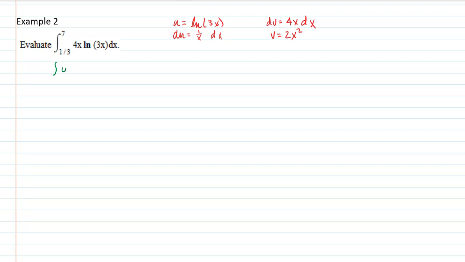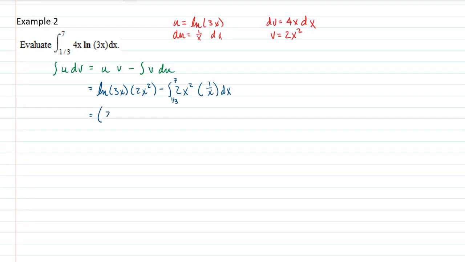So I have the integral of u dv equals uv minus the integral of v du. And until you have this formula memorized, I recommend that you write that formula down. U, we said, was the natural log of 3x. V is 2x squared minus the integral of v du. And then we want to clean this up. And this is bound from 1/3 to 7.